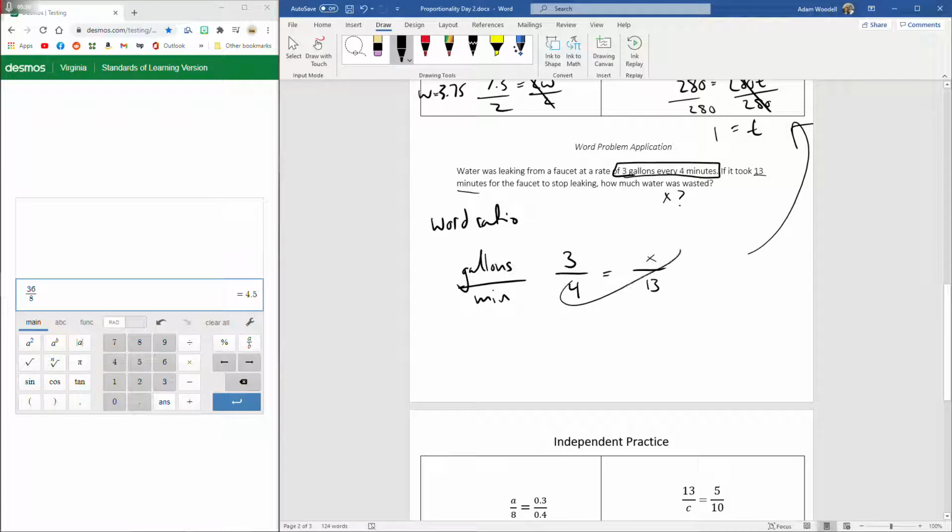We'll do 4 times x, which is 4x. 3 times 13, which ends up being 39. Divide by our coefficient again. So our answer is whatever 39 divided by 4 is. So let's just use our calculator real quick. And we get 9.75.